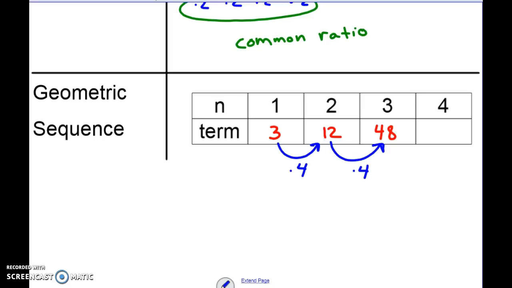And so if we take 48 and multiply that by 4, hopefully you have a calculator handy. Some of you might be able to do that in your head. We would say, well, we got to multiply by 4 again, and we get 192 in that case.